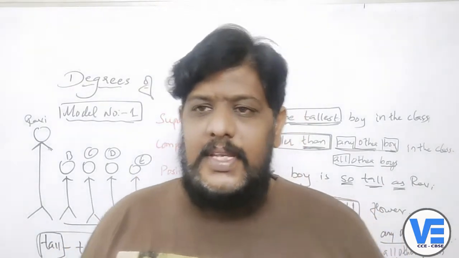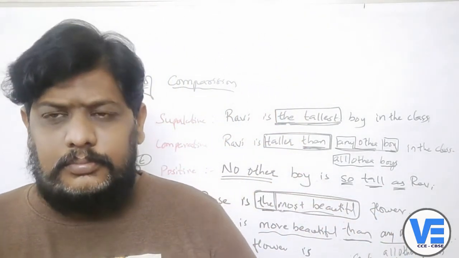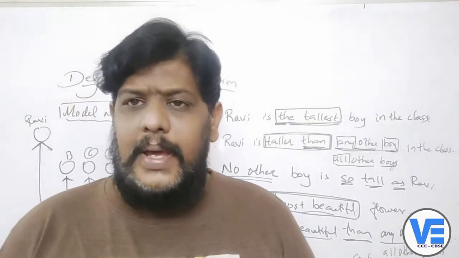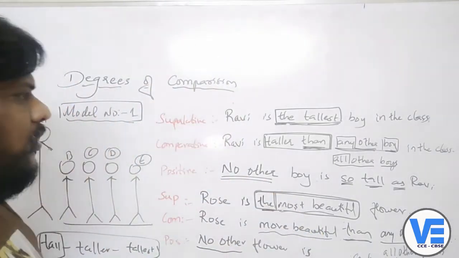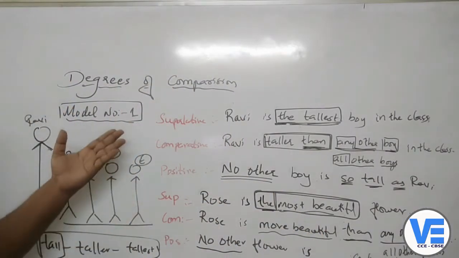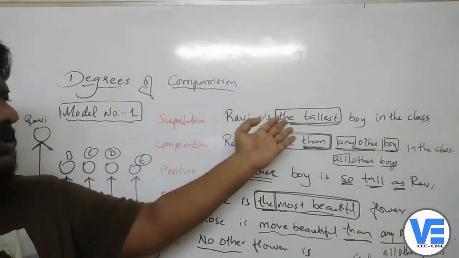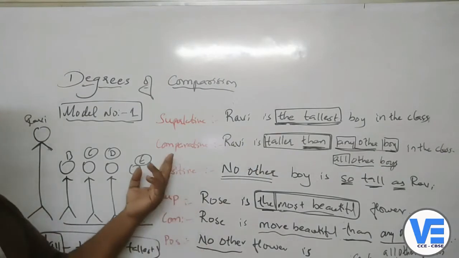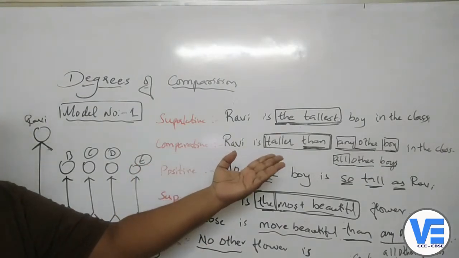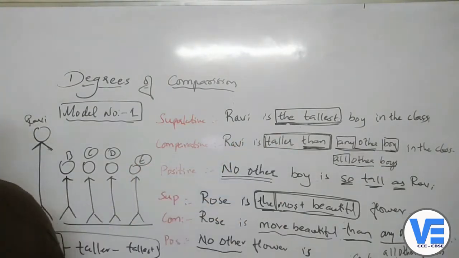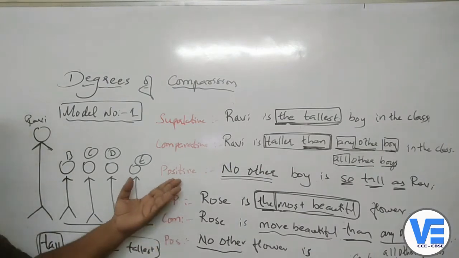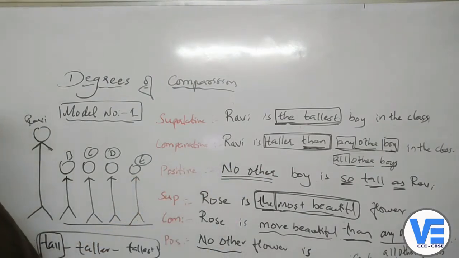So yesterday we have seen the model degrees of comparison, and out of that we have seen model number one. In model number one, we have seen the superlative: Ravi is the tallest boy in the class. Comparative: Ravi is taller than any other boy or all other boys in the class. And positive: no other boy is so tall as Ravi. So this is model number one, which we saw yesterday.